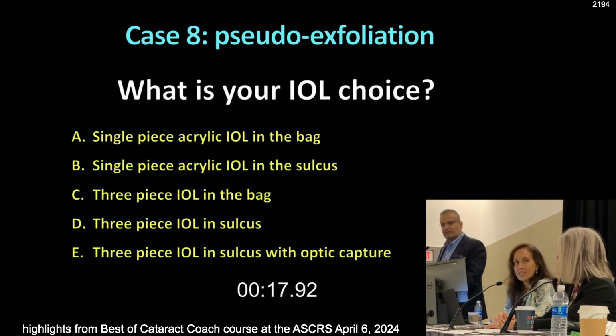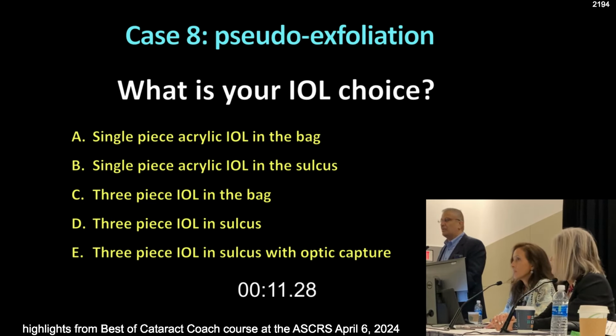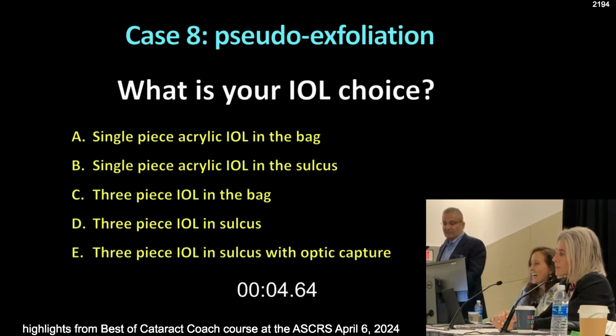Would you do a toric in this eye if they had astigmatism? Yes, I have no problem doing a toric here, and then you kind of balance it out. Will the patient come back later with complete dislocation of the bag complex? Maybe. But luckily the patient's already 90, so time's kind of on your side. I'm being honest. Time's on your side, not the patient's side.